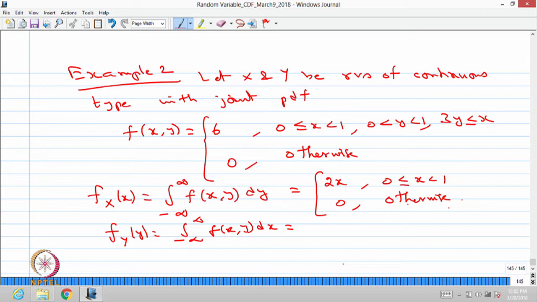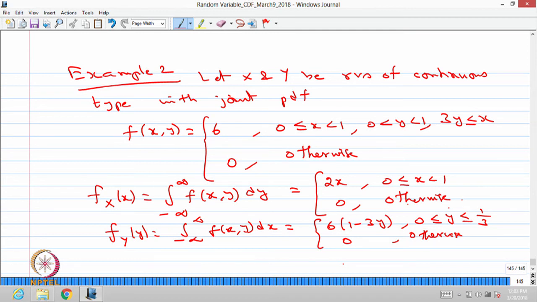Here also I am skipping the integration part. One can get the answer, that is 6 times (1 minus 3y) when y lies between 0 to 1/3, 0 otherwise. That means within this interval 0 to 1/3 the probability density function is greater than 0, 6 times (1 minus 3y), otherwise it is 0.